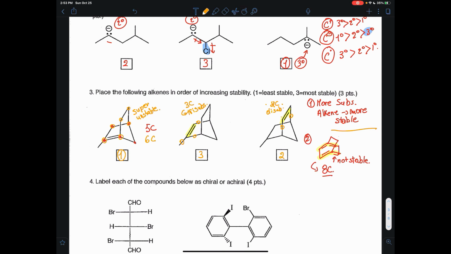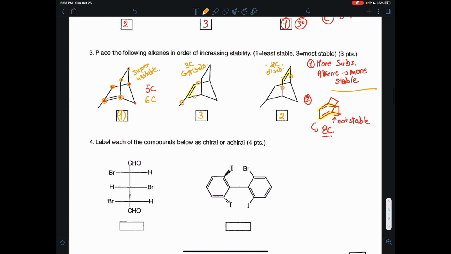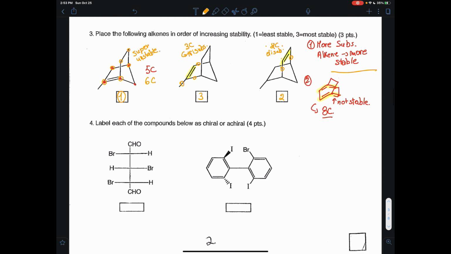That's pretty much it for alkenes. So just remember that for alkenes, the more sub the alkene is, the more stable it is. And if you have less than 8 carbons and a double bond adjacent to a bridge, that's not stable at all. Those are the only 2 rules, right? So now label each of the compounds below as chiral or achiral.